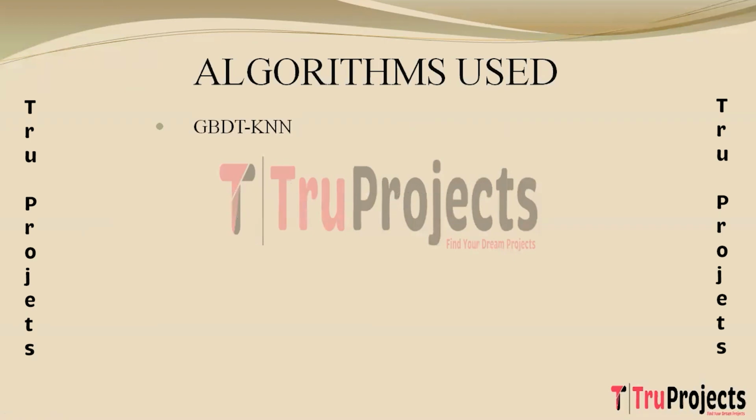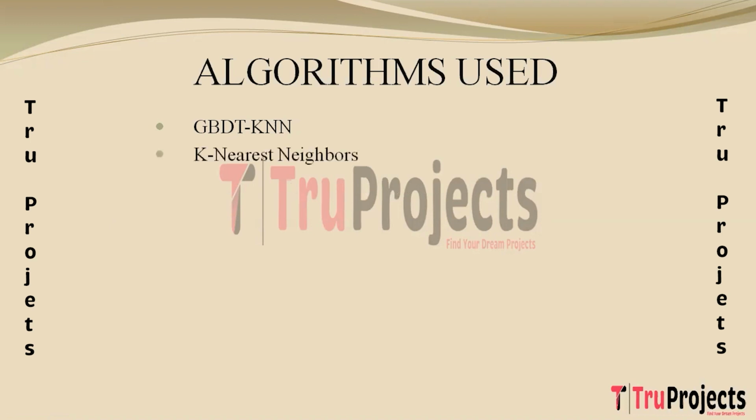The first algorithm built is GBDT-KNN, that is gradient boosting decision trees with k nearest neighbors. It is ensemble learning with GBDT which boosts decision trees, followed by KNN for classification. It combines strengths of both algorithms for improved accuracy in identifying intrusion patterns.